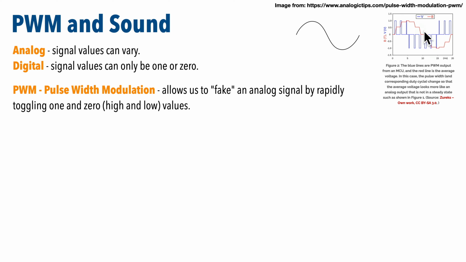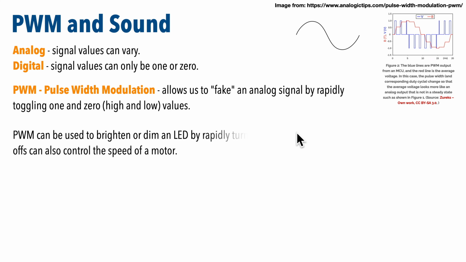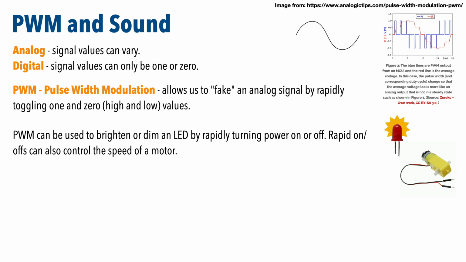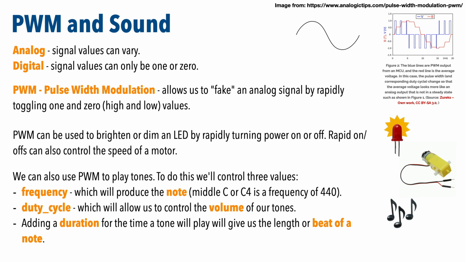Now PWM can be used to brighten or dim an LED by rapidly turning power on or off. Rapid on and offs can also control the speed of a motor, and we can use PWM to play tones. And to do this, we're going to control 3 values. Frequency, that's the number of fluctuations we'll have in a period. Now frequency will produce the note, so middle C or C4, for example, has a frequency of 440 Hz. We'll also use duty cycle to control the volume of our tones. And we'll also add a duration. This will control the time the tone plays, and this will give us the length or beat of a note.